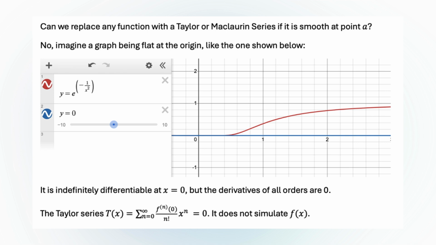So can we always replace a function with its Taylor or Maclaurin series if it is smooth at the point? The answer is no. Imagine a function that is flat at the origin, meaning all its derivatives at x equals 0 are 0. But the function is not identically 0, so the Taylor series doesn't match the original function at all. It completely flattens it to the x-axis and doesn't simulate the function. This example shows that being smooth isn't enough. We need something more for a Taylor or Maclaurin series to actually represent the function.